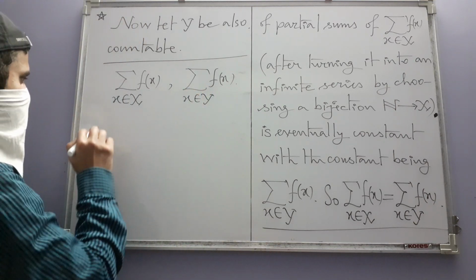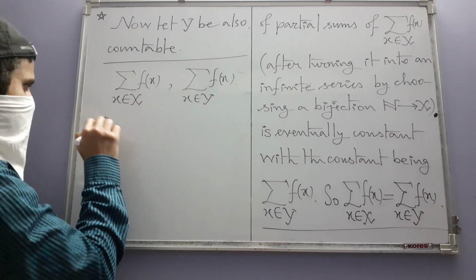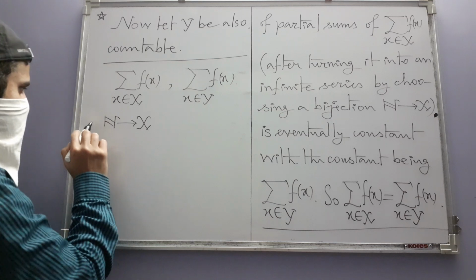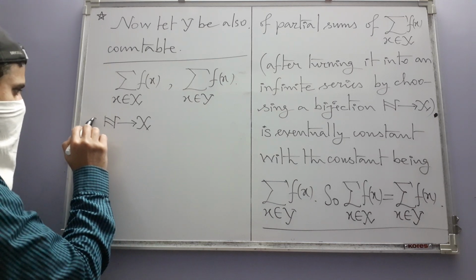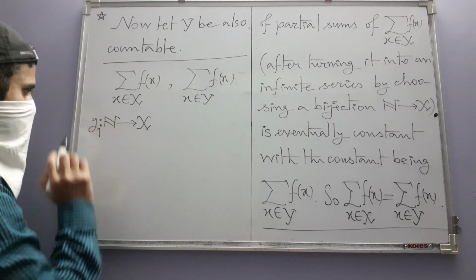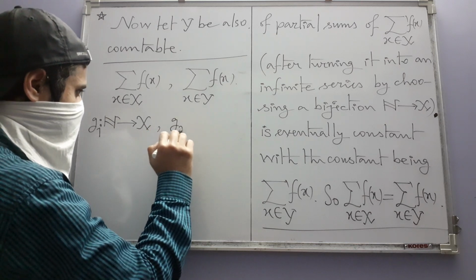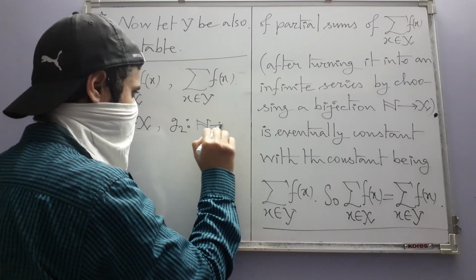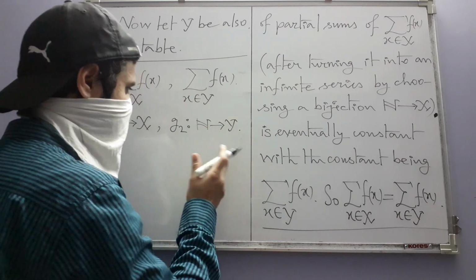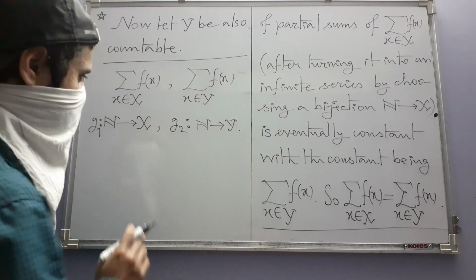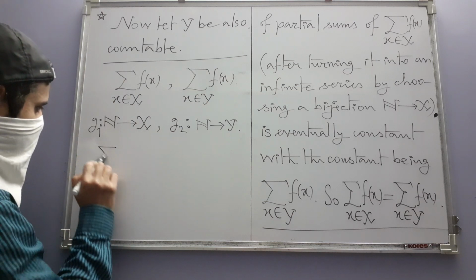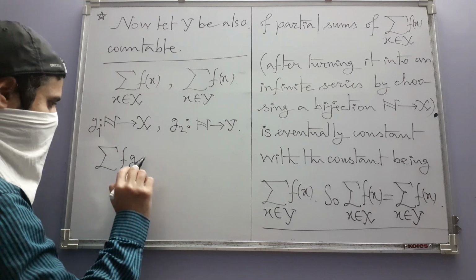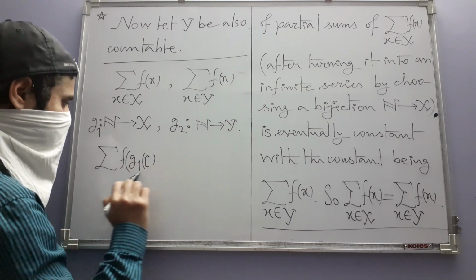That means we should choose a bijection from n into x, say g1, and say you choose a bijection from n into y. In fact, it does not matter what bijections you choose, and the given sums using these bijections will turn into these infinite series.